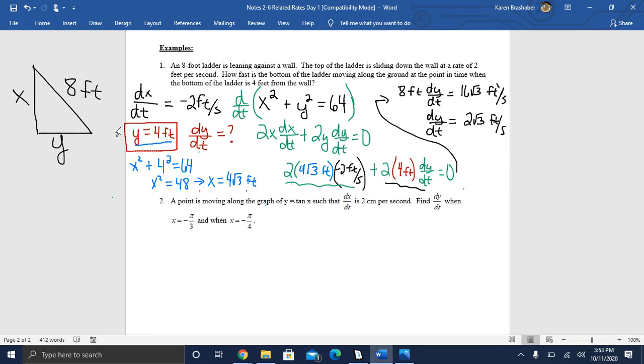So the rate of change of the distance that the ladder is going, the base of the ladder going away from the wall, ends up being 2 square root 3 feet per second. And that would be a rate related to the rate that it's sliding down the wall. Okay, so there's your first one. And we'll move on. I'm going to clear the ink and look at your second one.